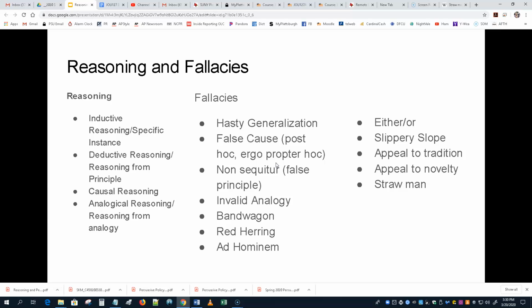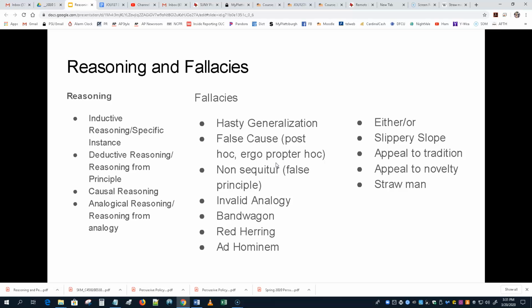Either-or, sometimes called a false dilemma, is to give someone two choices, as if those are the only two choices they have, and say, you've got to pick one of these. It's this or that. The government must either raise taxes or eliminate services. Aren't there some other choices? Yes, there are. We could cut waste, or we could do lots of other things to come up with the money, or we could find less expensive services. So either-or is another one of these fallacies.